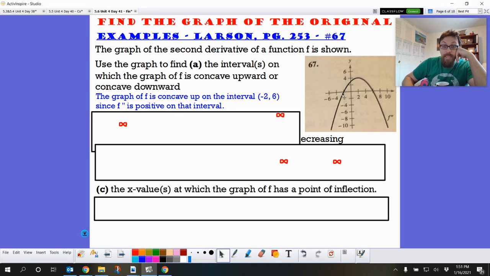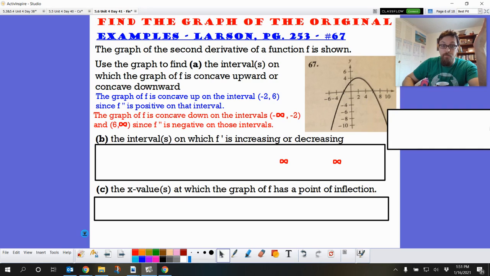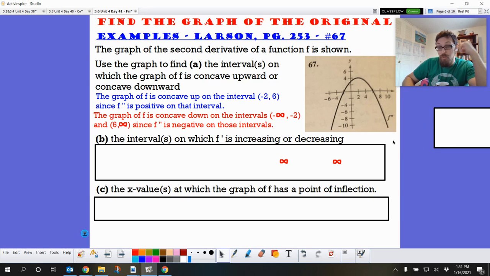So from negative 2 to 6, we are concave upward, since the second derivative is positive. The original function is going to be concave downward wherever the second derivative is negative. So that's from negative infinity to negative 2, and from 6 to infinity. We don't have any end bounds on this one.